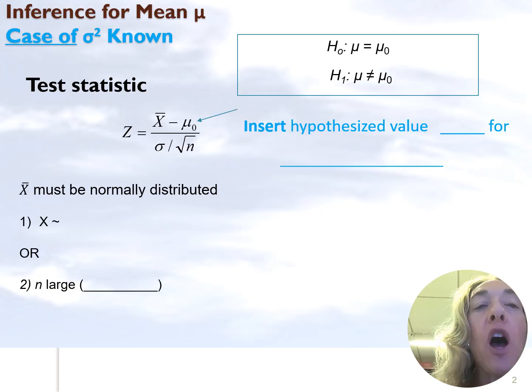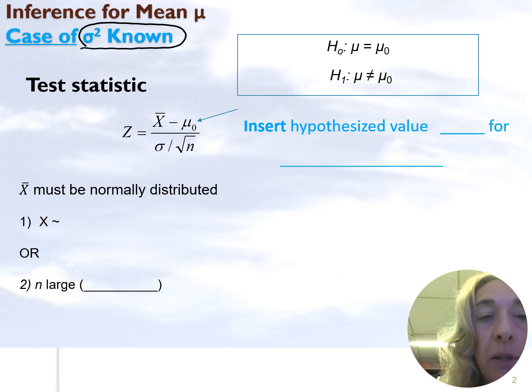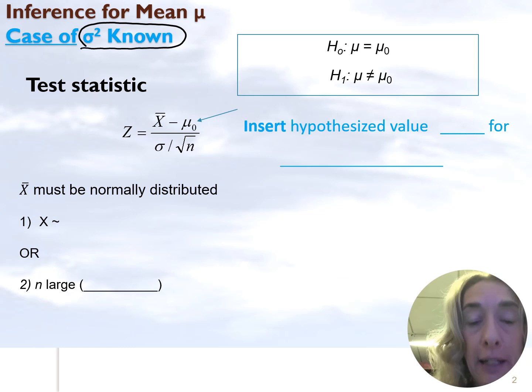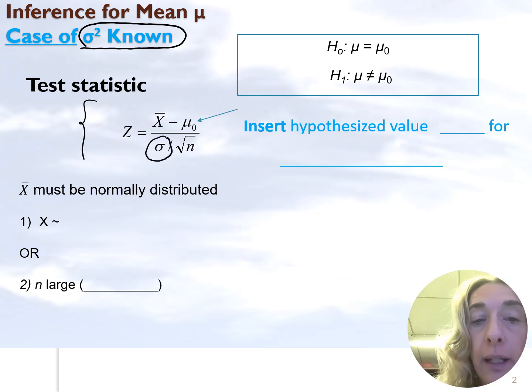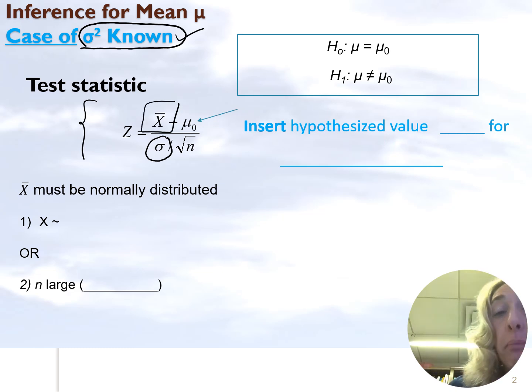Let's talk about the first case for inference on the mean, and this is the case in which sigma squared, or population variance, is known. In this case, we know we can use the z distribution. This is your z random variable here, and it has sigma in the denominator, which we can use because sigma squared is known.